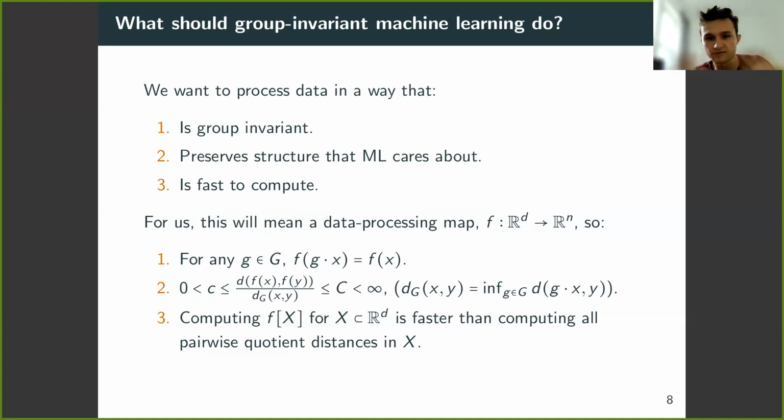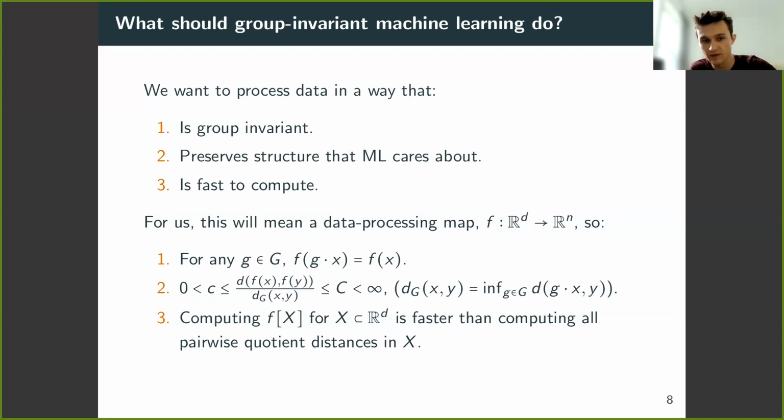It's not the distance just in R^D, it's the quotient distance for our group action. And then finally, we want it to be fast, and the baseline speed we want our algorithm, whatever structure we have, to beat is just computing every possible pairwise quotient distance in our data set. Because you could just do that and then do MDS.